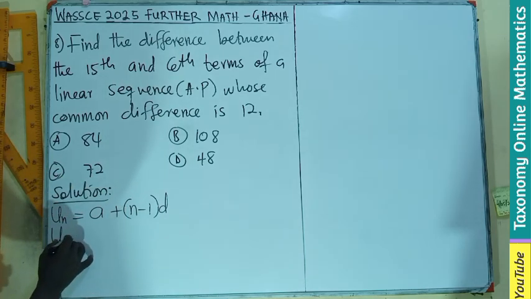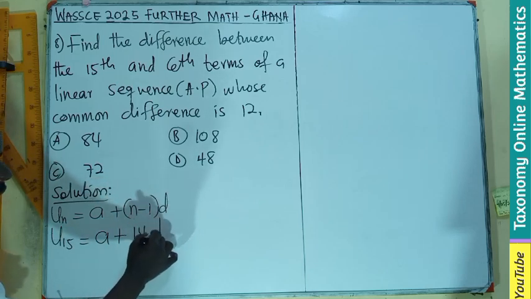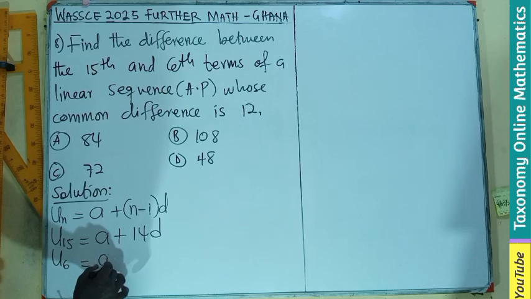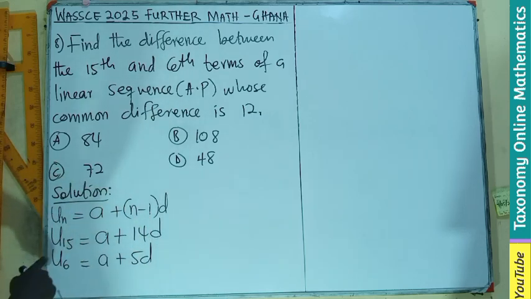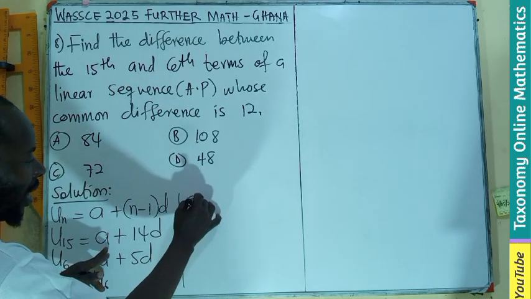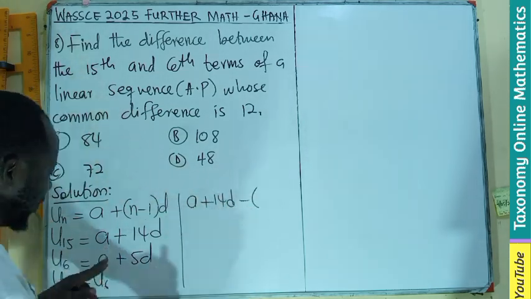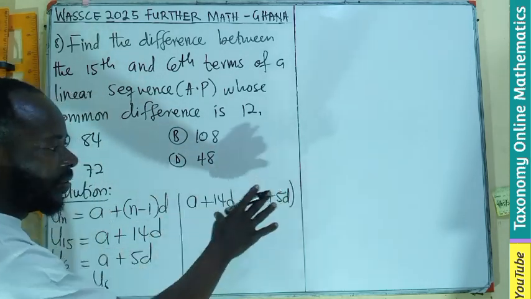So the 15th term means that a plus 15 minus 1, 14 times the common difference. The 6th term will also be a plus 6 minus 1, 5d. Difference between them, meaning the 15th term minus what? The 6th term. That will mean that I will take my a plus 14d minus a plus 5d. This is the difference.